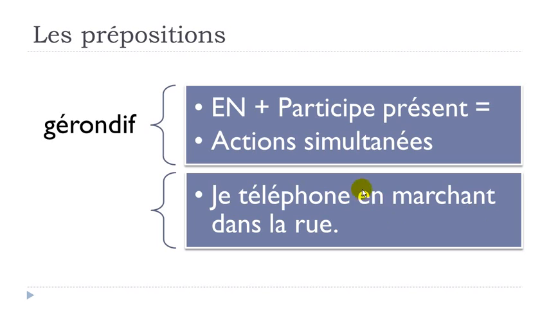So first you've got your preposition en, and then you get your participe présent form, marchant. If you look carefully, it's coming from the verb marcher. Marcher is to walk. Dans la rue. So je téléphone en marchant dans la rue. In that structure, you want to introduce the fact that you are making a phone call, you are calling someone, and at the same time, you are walking in the street. Je téléphone en marchant dans la rue.